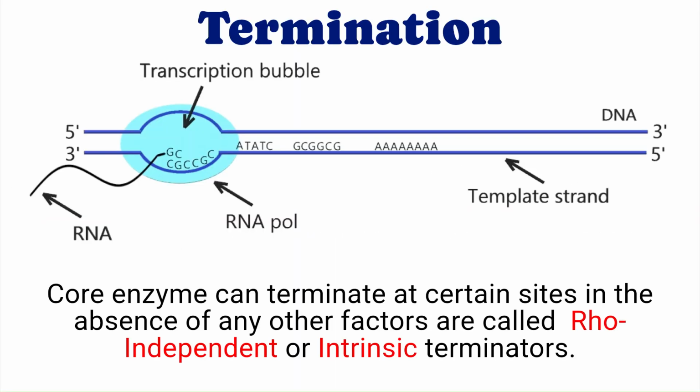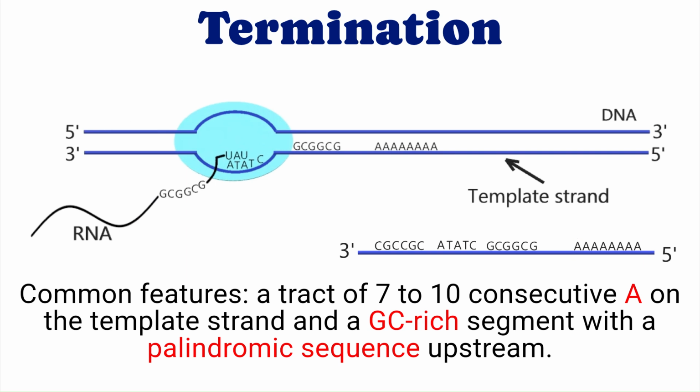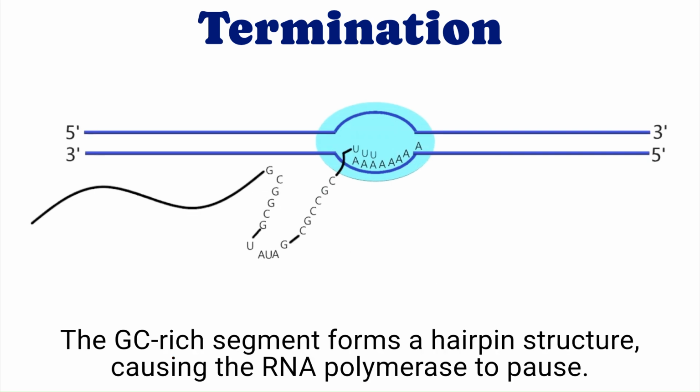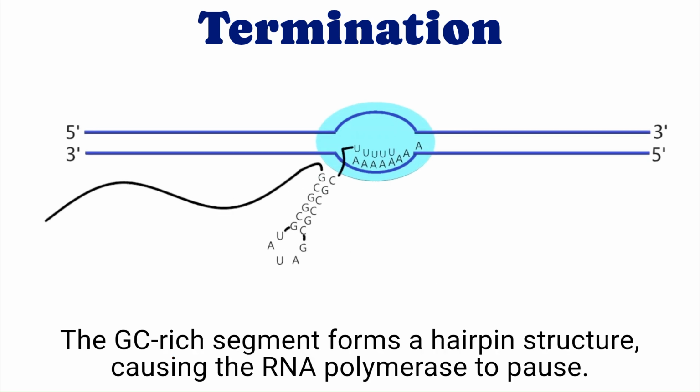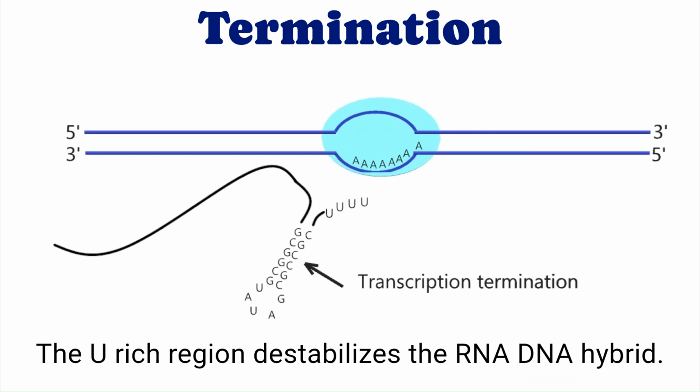There are two types of transcription terminators in E. coli. These terminators have two common features: a stretch of 7 to 10 consecutive adenosines on the template strand, forming an AT-rich region, and a GC-rich segment with a palindromic sequence upstream of the AT-rich region. This guanosine-cytosine-rich segment forms a hairpin structure, causing the RNA polymerase to pause and weaken its binding to the transcription bubble, leading to release.